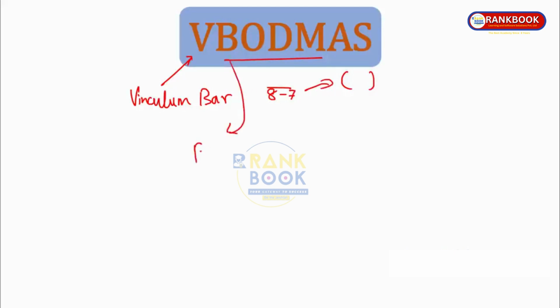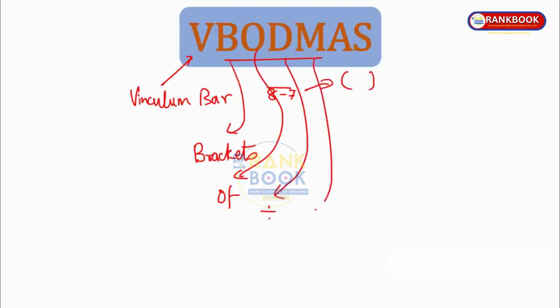Then B stands for brackets, O stands for the 'of' operation, D stands for division, M stands for multiplication, A stands for addition, and S stands for subtraction. This is the sequence in which we must simplify. That means if there is a sum, first we have to solve whatever operation is given under the vinculum bar. Just like here we saw 8 minus 7 under the vinculum bar, that we have to solve first.